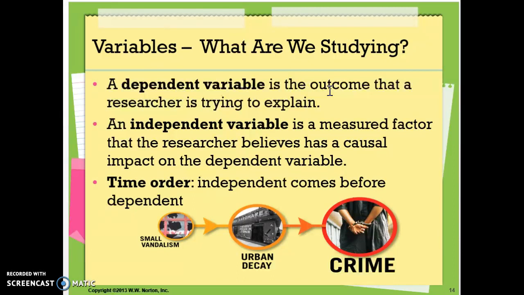Urban decay is when where you live is super messed up with graffiti and dead cars that don't work and old buildings that are abandoned. So you would look at urban decay in relationship to crime and see if they are related. Time order is important here, because the independent variable must come before the dependent variable to cause it to change. So if urban decay is causing crime, then people have to experience the urban decay in order to take part in committing crimes.